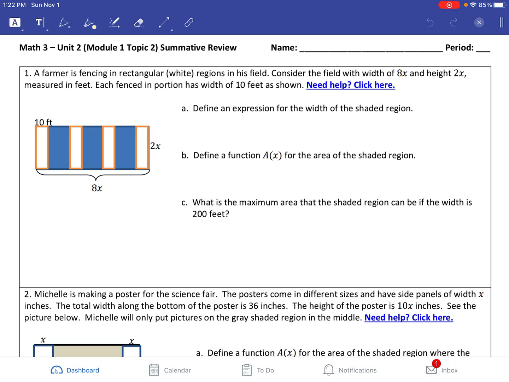So this is the review key for the Unit 2 study guide. So I'm going to go through each question. If you need to jump ahead, you go ahead. But I'm going to go through each question piece by piece.